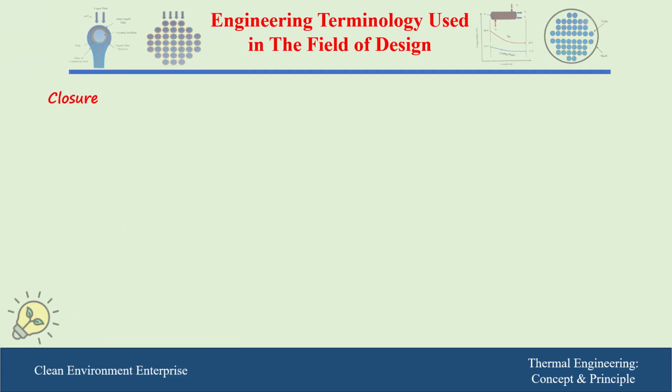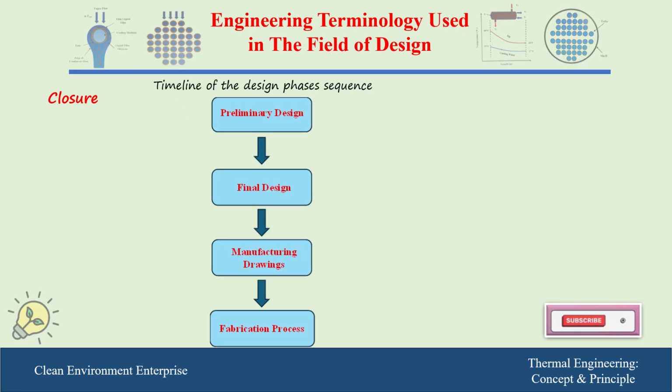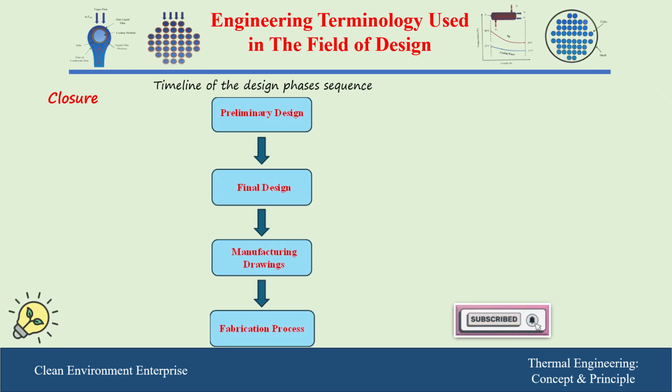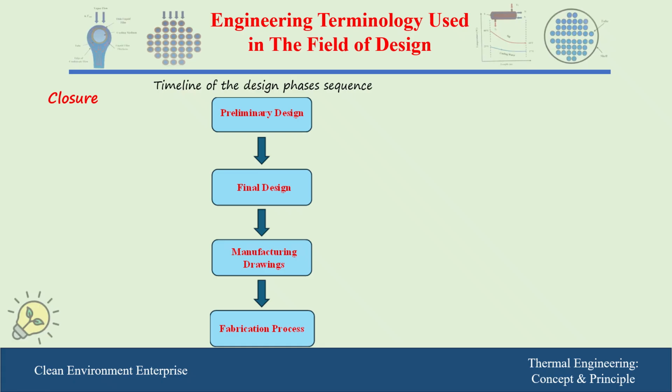We have arrived to the final part of this video, where we have passed through the timeline of the design phases, sequences in manufacturing, which includes preliminary design, final design, manufacturing drawings, and fabrication process. Of course, this layout is suitable for all designs, regardless of the field of the engineering which we are dealing with.